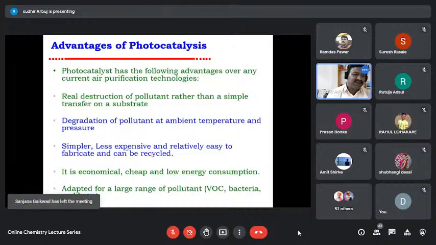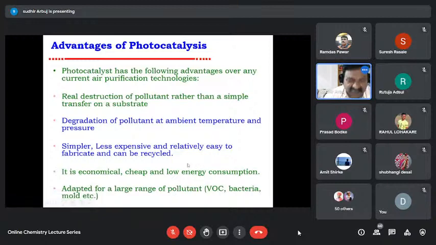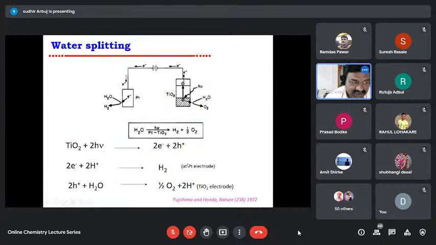It is simple, less expensive, and relatively easy to fabricate, and this catalyst can be recycled anytime. In other words, it is economical, cheap, and has lower energy consumption. The main advantage is that a large number of pollutants can be degraded using this technique. So this is the first report: in 1972, these two scientists, Fujishima and Honda, reported this phenomenon for the first time.